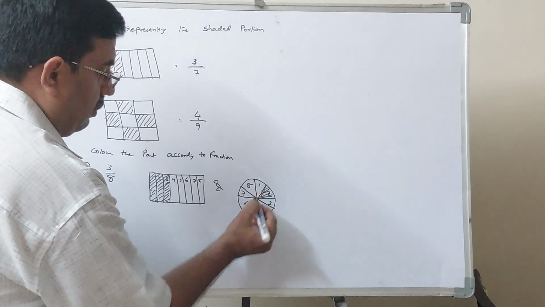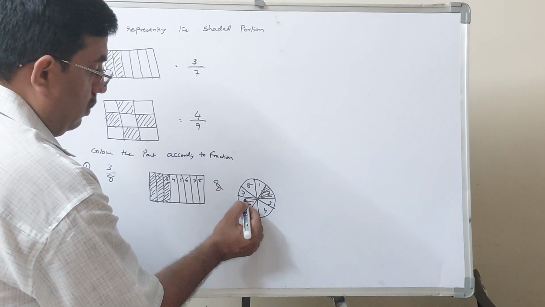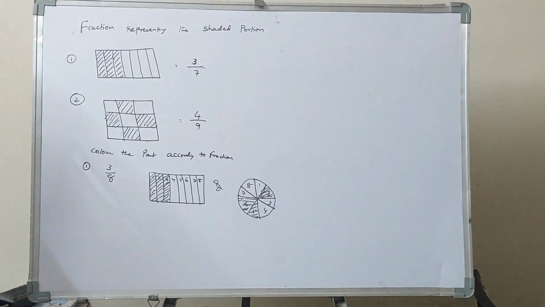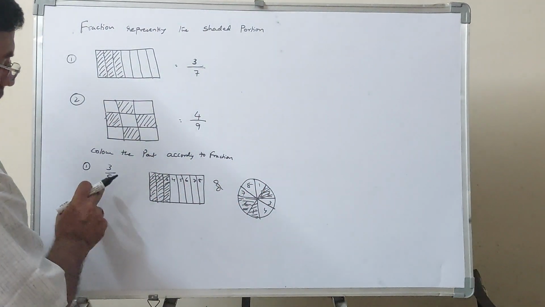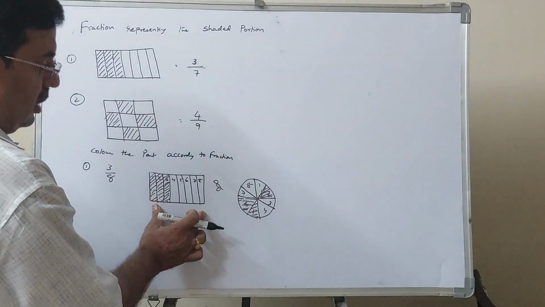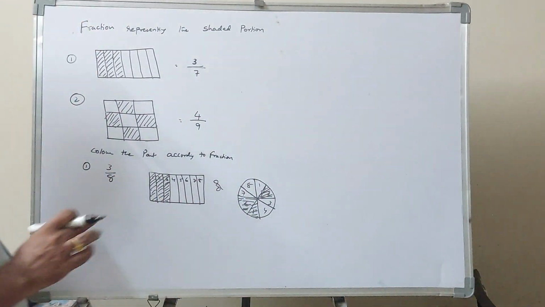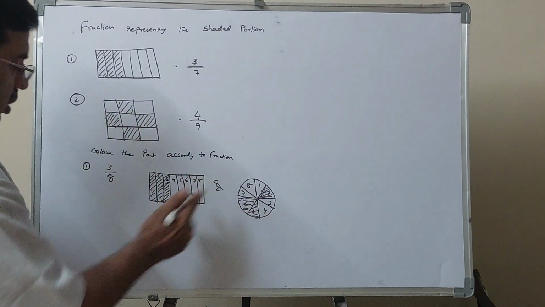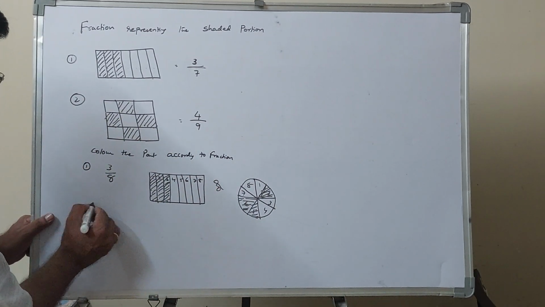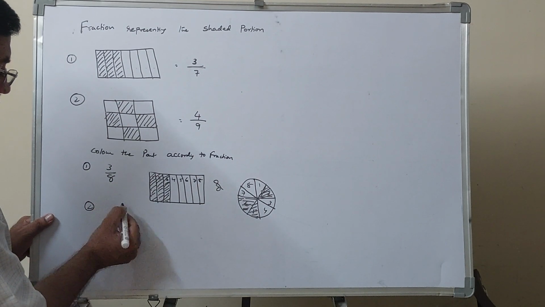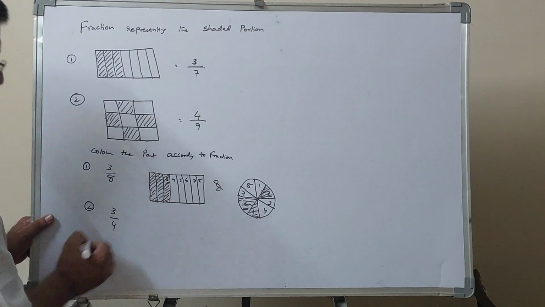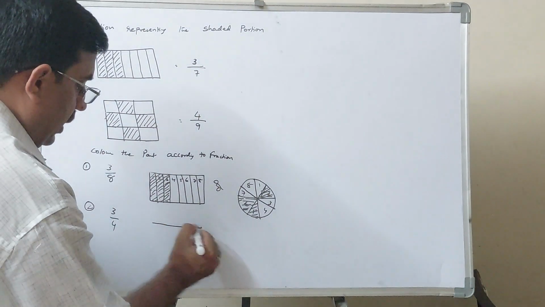You can shade it like this: 1, 2, 3. Any 3 parts you can take and shade. So this is the representation. 3 by 8 means you can represent it like this, or like this. No problem, you'll get the marks. You understood clearly? 3 by 8, how to color it? Now if I ask you 3 by 4, 3 by 4 means you can take it here like this.